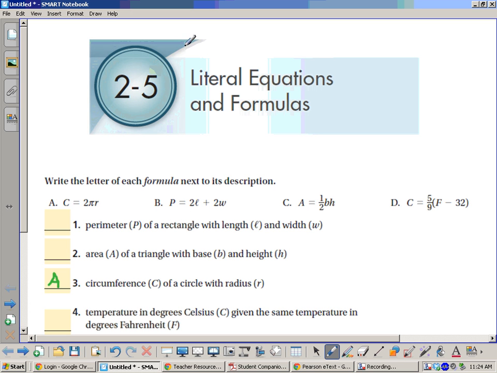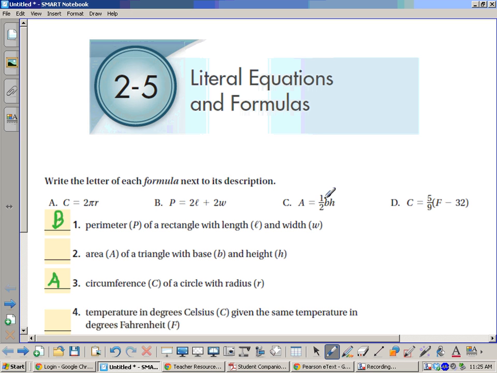Now we'll go on to P equals 2L plus 2W. Well, the P is referring to a perimeter. L is the length, and the W is the width, and this is the perimeter of a rectangle. So B is number 1.